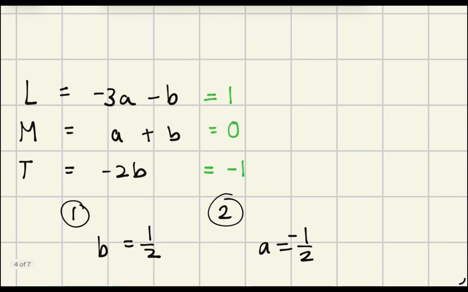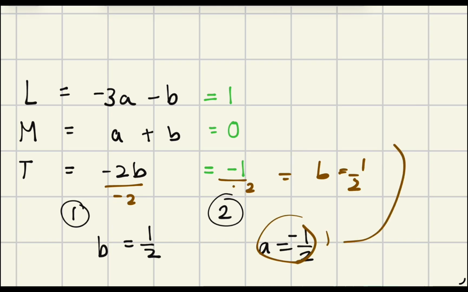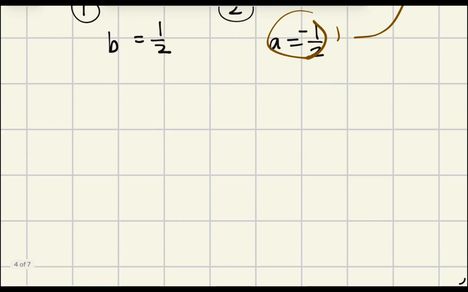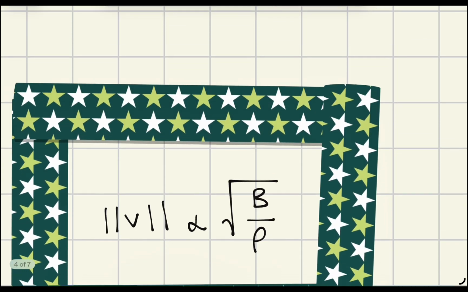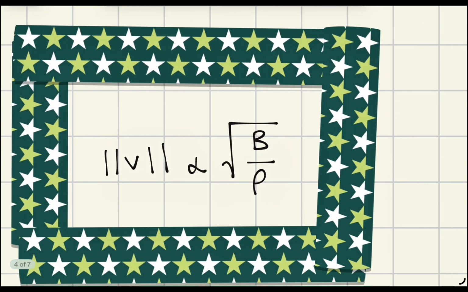With the time one, we can just find that b is equal to 1/2, and then with the mass one, we can find that b is just equal to negative a, so then a is equal to negative 1/2. And we don't even need the length one because we only have two unknowns. So we know that the speed is proportional to the square root of beta over rho.